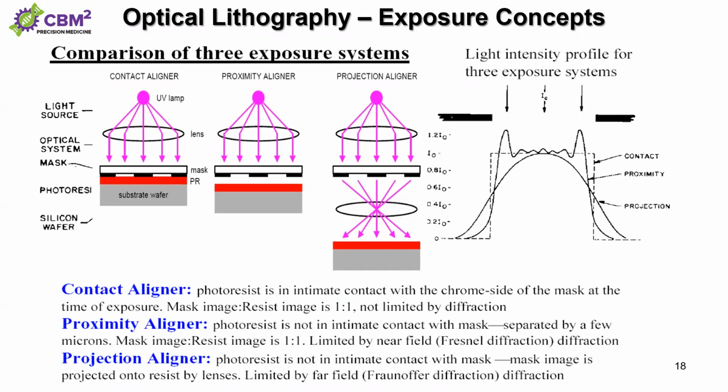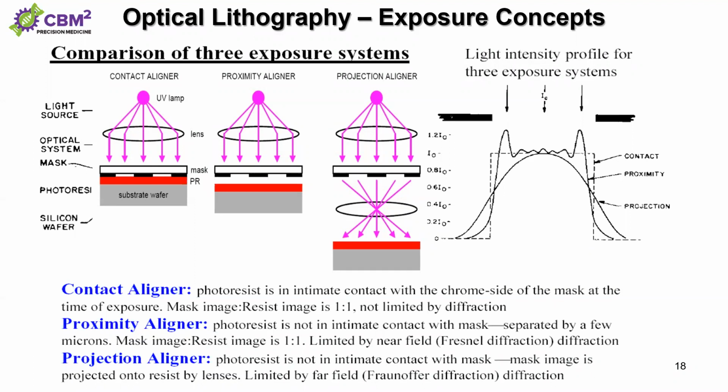Now, what are the pros and cons? The first one is the contact aligner. Normally, you have a one-to-one pattern transfer from your mask to the photoresist. But what is the disadvantage? Your mask can be damaged or contaminated by this contact. So normally the lifetime of your mask is significantly lower when you use the contact method for photolithography.